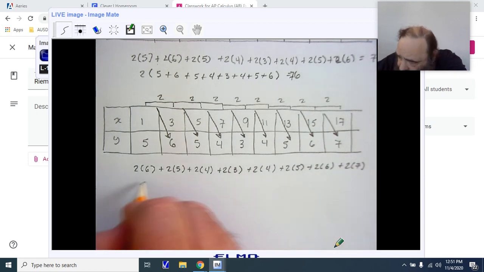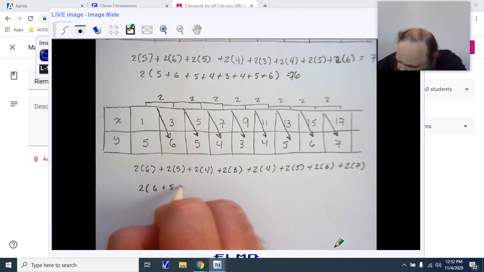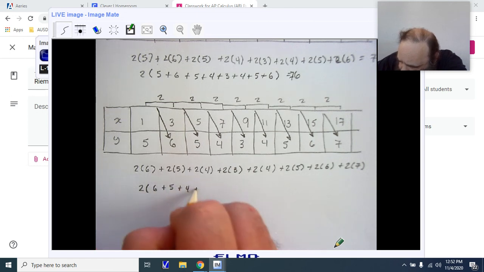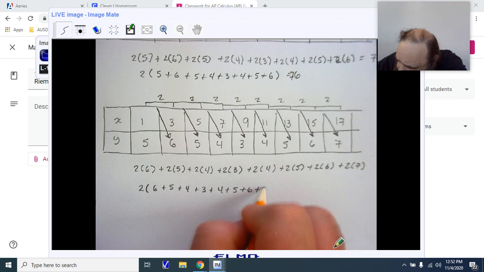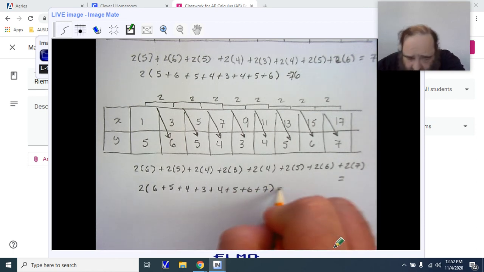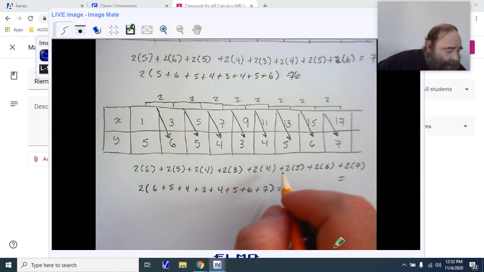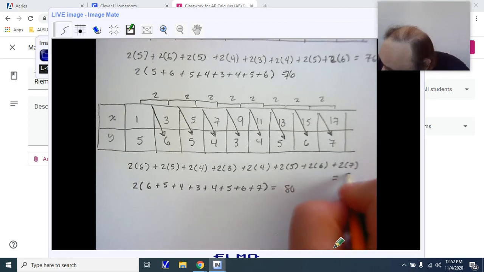Since they all have a 2, you can factor out that 2 and that gives you 6 plus 5 plus 4 plus 3 plus 4 plus 5 plus 6 plus 7. And either way, when you multiply and add, you should end up getting 80. So you end up with an 80 in both.